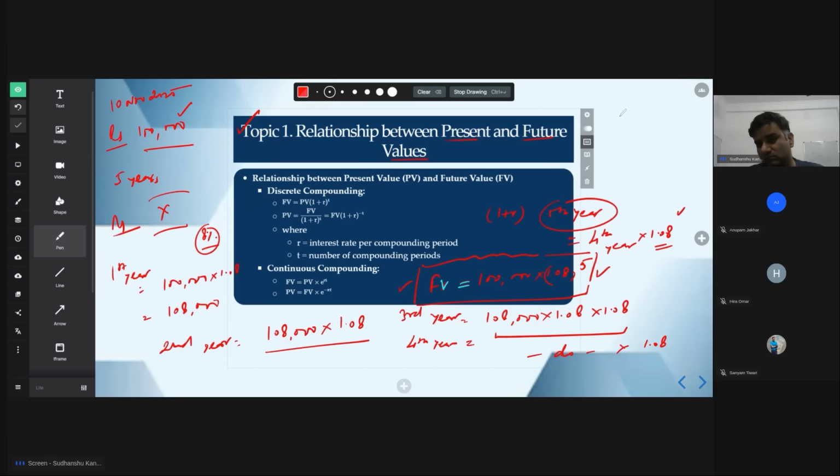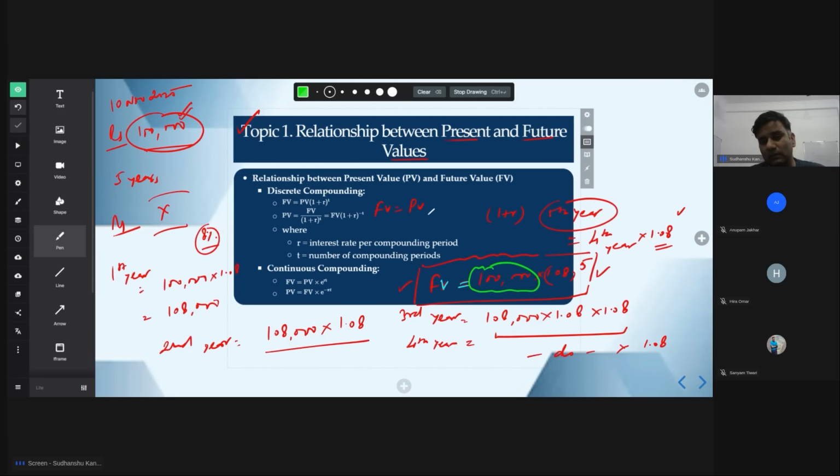So again, this is your future value and present value. Present value is today's money. 100,000 is today's money. Future value is the money after some years. And this is what is happening. What is future value? The present value, which is 1 lakh rupees, this much.